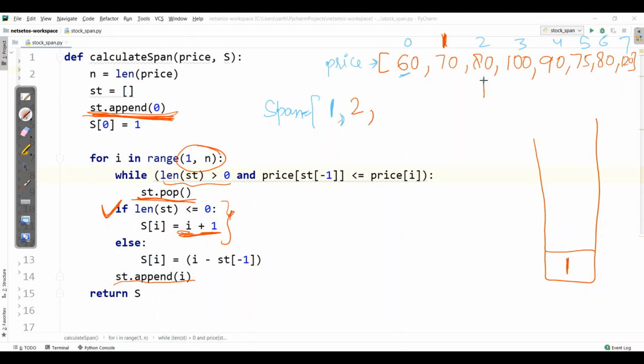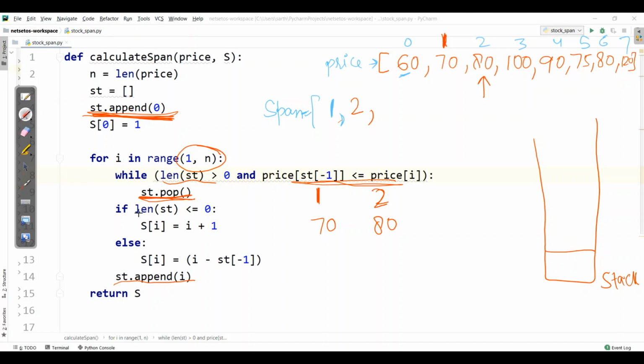Now for the next, current will be at second index. We will check length of stack is greater than 0. Yes, we have 1. Then for top of stack, the 1 index will be compared with second index. So 1 price is 70, greater than 80? No, it's not. It is following this condition. So the value will be popped out from the stack.